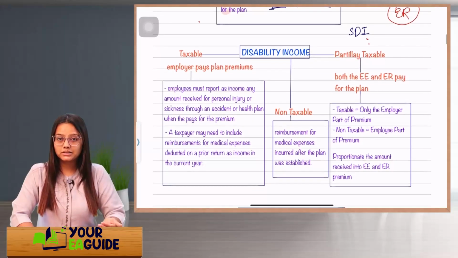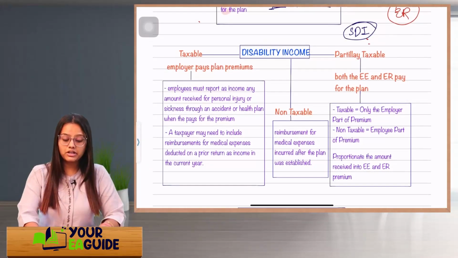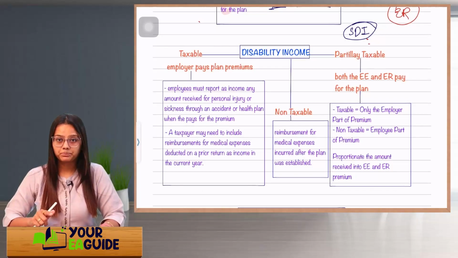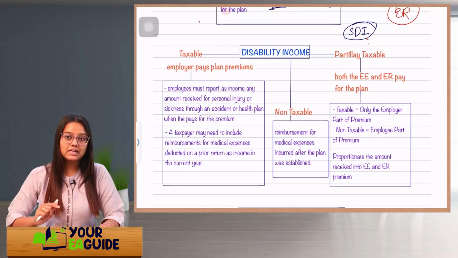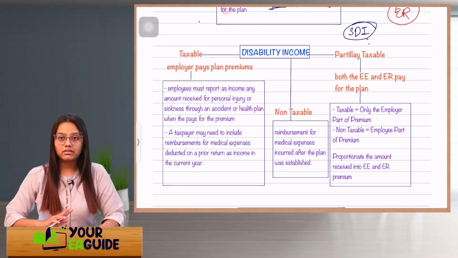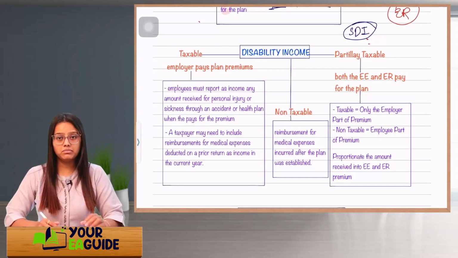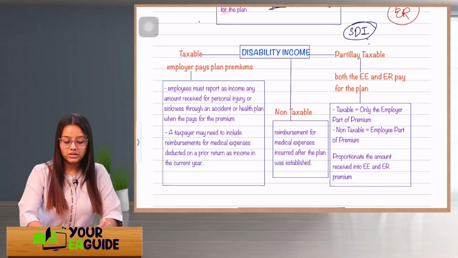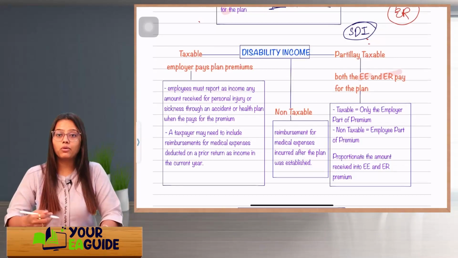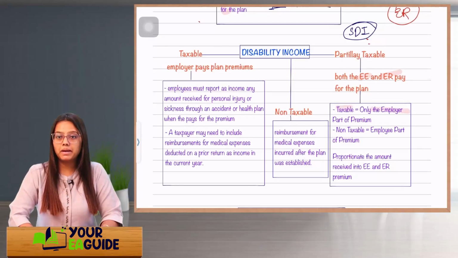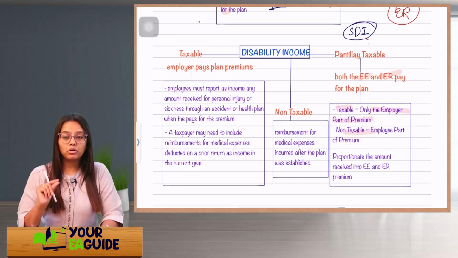When will it be taxable? If the whole state disability insurance premium was paid by the employer. But if only the employee is paying, then nothing will be taxable. Only the employee was responsible for paying the insurance premium, then nothing will be taxable. Now, sometimes it can happen, employee plus employer both are paying for the plan. So taxable will be only the employer part of premium, and non-taxable will be the employee's part.